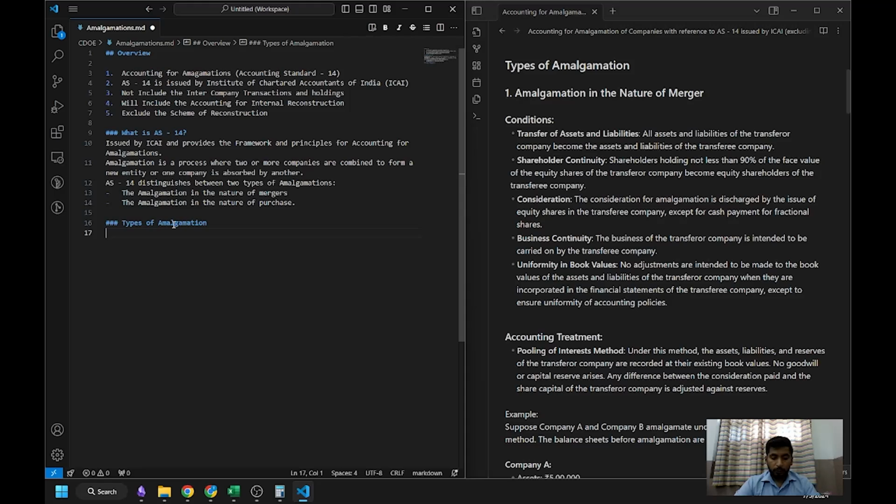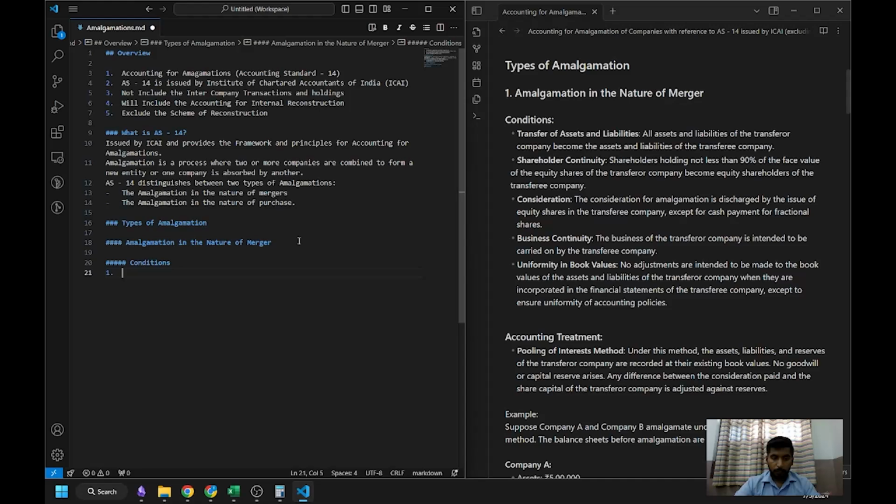Okay, so the very first is the amalgamation in the nature of merger. It has certain conditions. Now, what are those conditions?